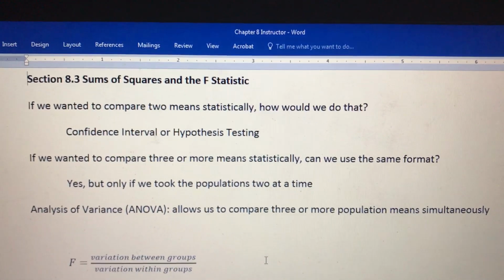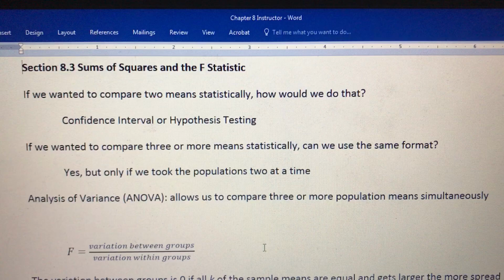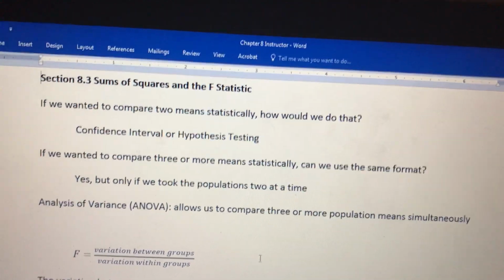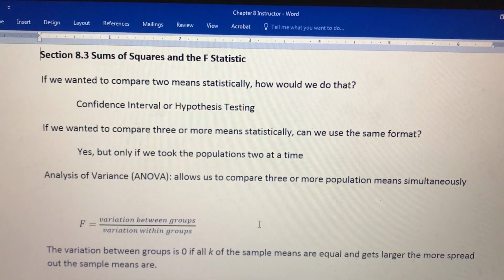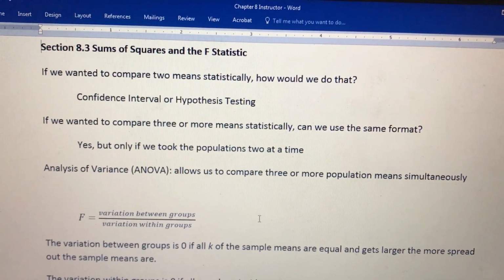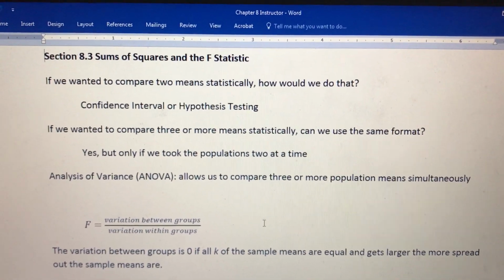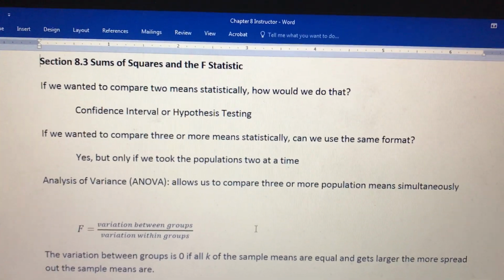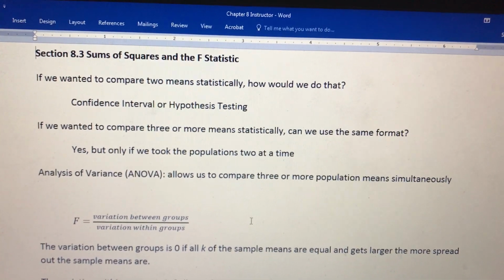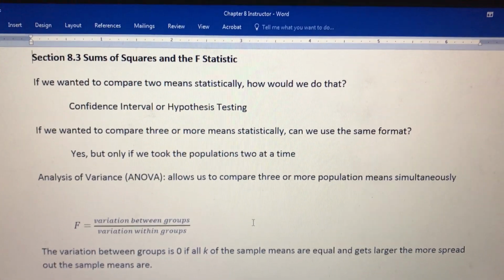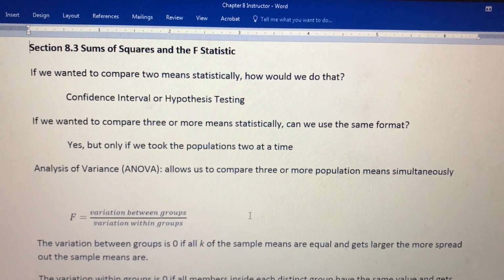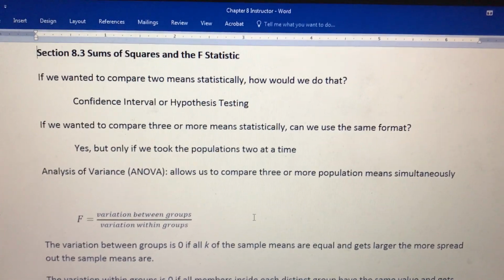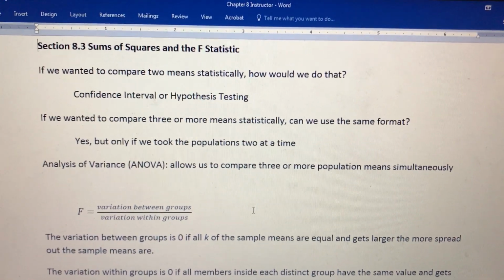If we wanted to compare three or more population means statistically, can we use the same format? And the answer is, well, kind of. But we would have to take them two at a time, because when we're talking about the word difference, you can only find the difference between two things. For example, if I ask you to find the difference between the numbers 2, 4, and 32, well, we can find the difference between 2 and 4, we can find the difference between 2 and 32, and we can find the difference between 4 and 32, but we can't find the difference between all three simultaneously.